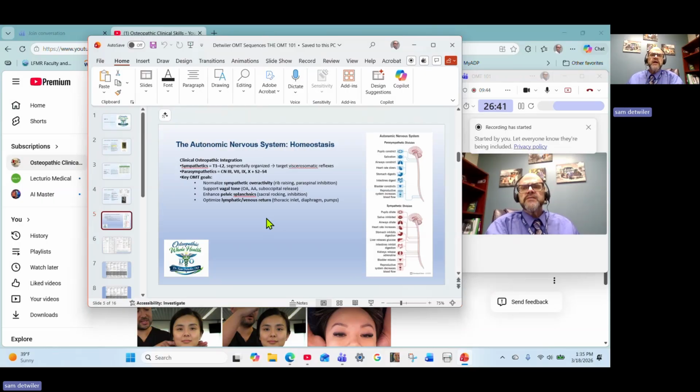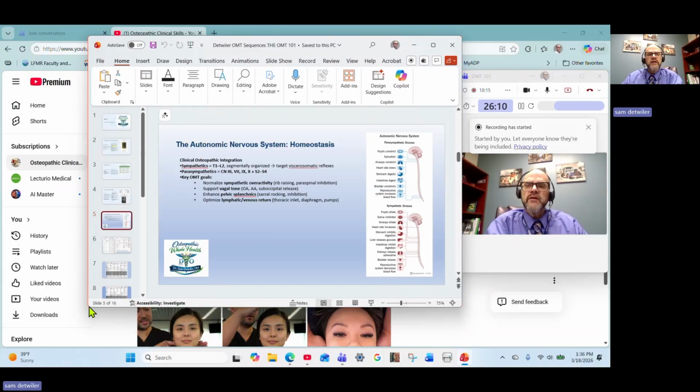So key OMT goals here are to normalize sympathetic overactivity. Examples of that, we use rib raising, paraspinal inhibition. We like to support vagal tone by working on the OA, the AA, and the suboccipital release techniques. We like to enhance pelvic splanchnic nerves with sacral rocking and inhibition techniques. And we like to optimize lymphatic and venous return by working on the thoracic inlet, the diaphragm, and using lymphatic pump techniques, all of which we will review.